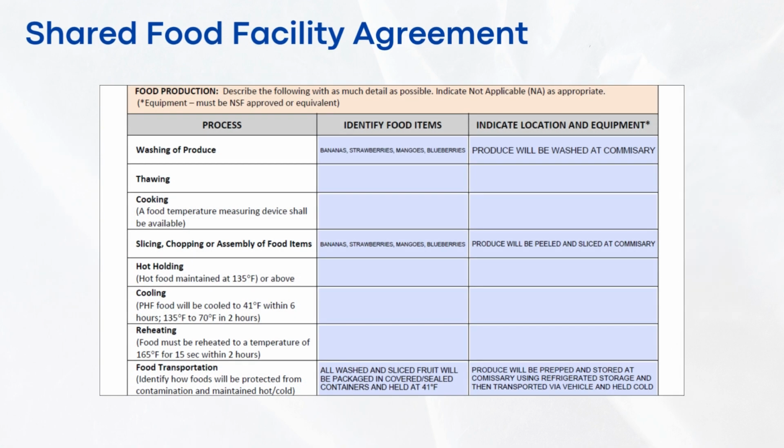In the food production section, describe the food items, location, and equipment used when preparing your food. Describe the process with as much detail as possible. Note that all equipment must be NSF approved or equivalent. Write not applicable or NA for those that do not apply.